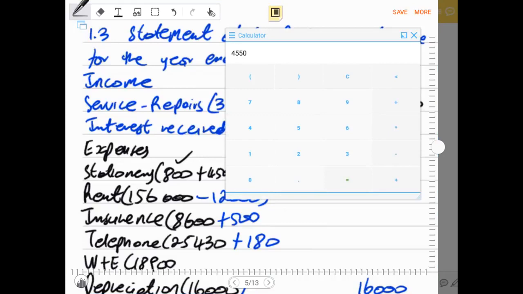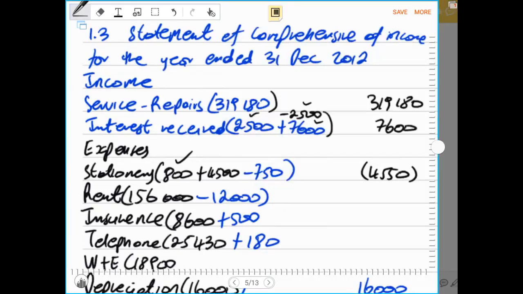Our rent expense will be a sum of 156,000 rands, less 12,000 of the rent that was prepaid, then that will give us 144,000 rands. And 144,000 rands will be our rent expense.